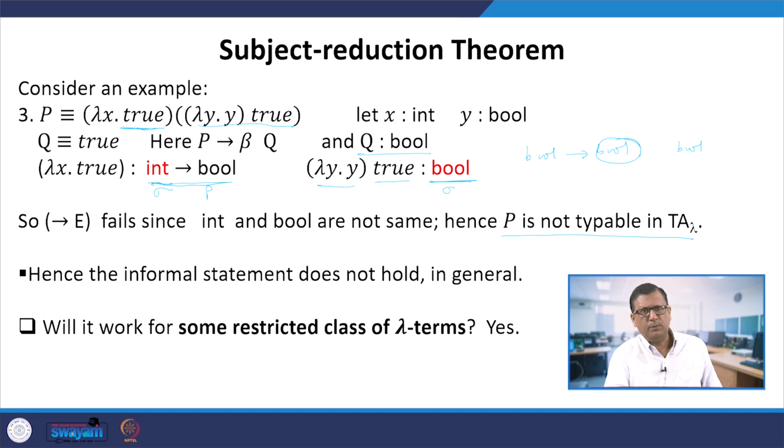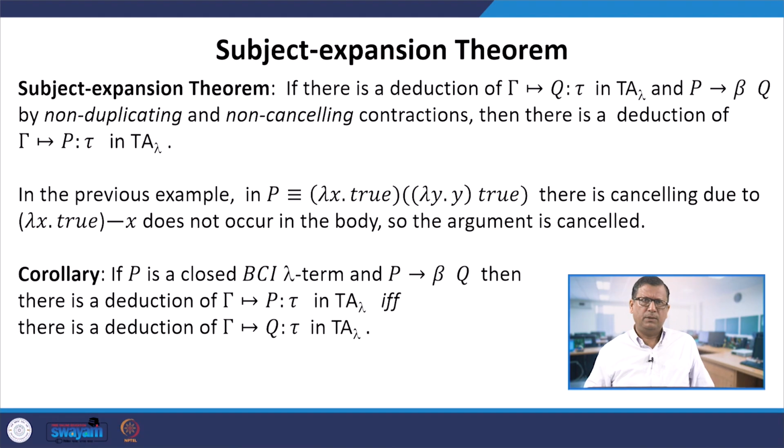Now the question is whether it will work for some restricted class of lambda terms that we have studied. The answer is yes. So we need to modify the condition of the theorem. It says: if there is a deduction of Q has type tau for some context gamma in T lambda, and there is a beta reduction from P to Q by non-duplicating and non-cancelling contractions, then there is a deduction of P has type tau with the same context gamma in T lambda. This is the addition we have made.